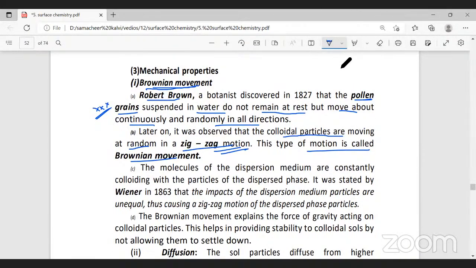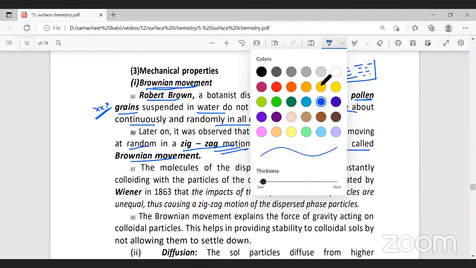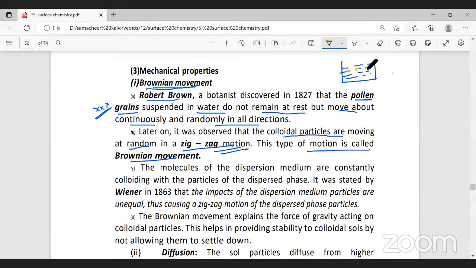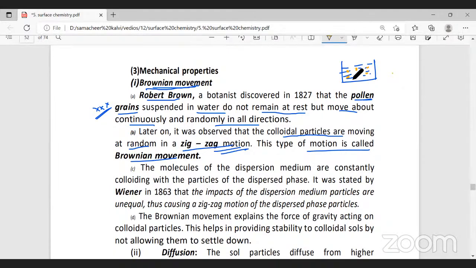If you take a gold sol, what is a gold sol? Gold sol is gold particles in water. These gold particles are not stationary. They are in random, disordered motion. They are in random motion because they can collide with each other and change direction, or they can collide with the solvent particles, water molecules, and change direction. Therefore, there is no orderly movement of the gold particles in the gold sol. That disordered movement is termed Brownian movement.